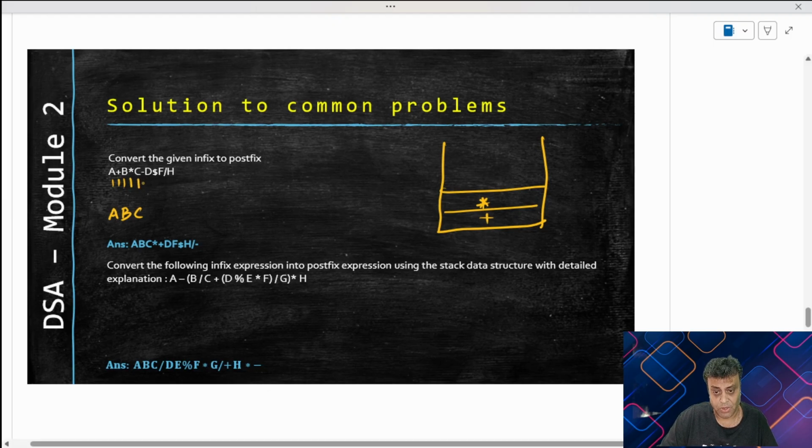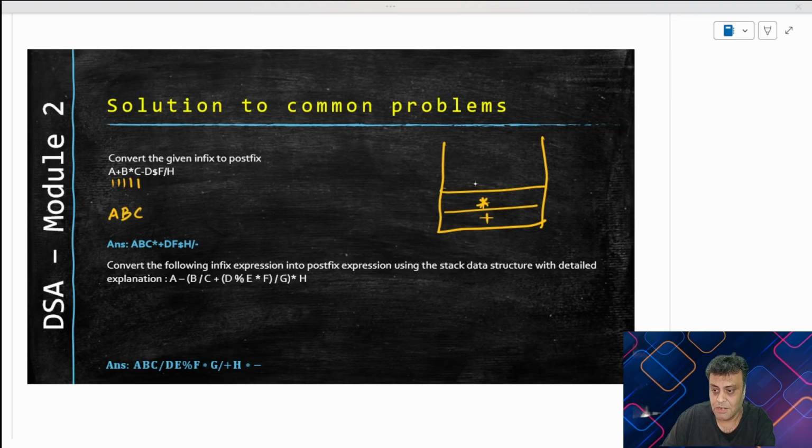Now minus. Can I put minus here? I can't put minus here, right? Why? Because minus is less than star. I cannot put minus unless I pop out this star. So I will pop out this star. Now can I put minus here? No, because if I put minus here, still there is plus. Plus has the same precedence. I need greater, so I will pop out this also, right? So this minus is also done.